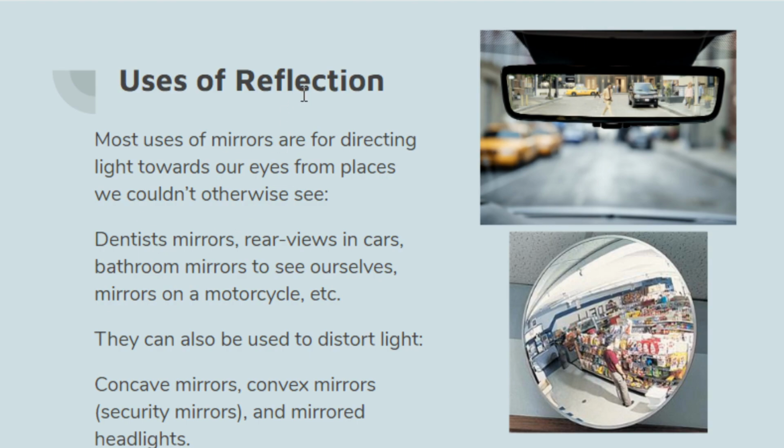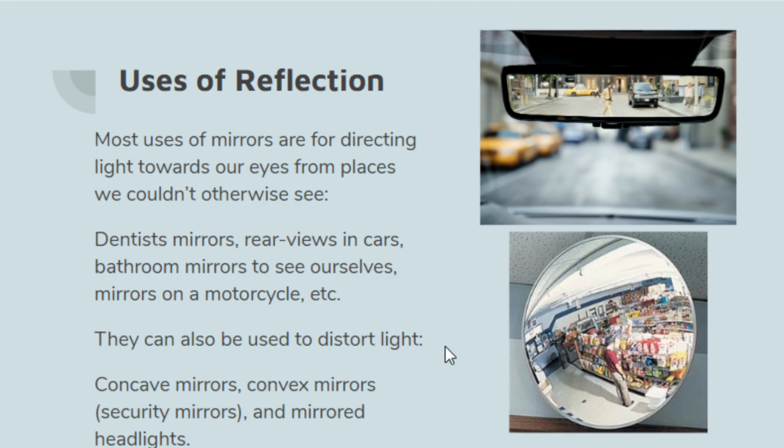So the uses of reflection, the everyday uses, are fairly obvious. Mostly it's mirrors, but there's a lot of different types of mirrors. Oftentimes we'll use mirrors to direct light towards our eyes from places we couldn't otherwise see. The most obvious in my mind is a car rear view mirror and the side mirrors. All of those funny little dentist mirrors that they stick inside your mouth, they also use to see the inside of your teeth, right? Because they wouldn't be able to see that otherwise. And way back in your molars. Bathroom mirrors to see ourselves, mirrors on a motorcycle on the handlebars, similar to a rear view.